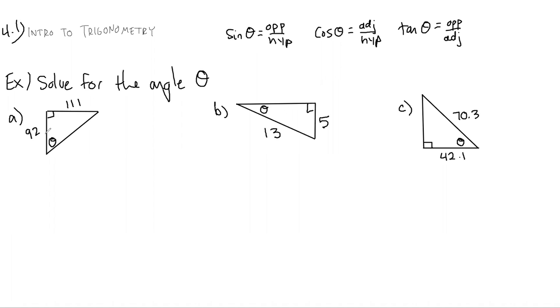What we're going to do is go through and identify, with respect to that angle that we're interested in, what are the sides that we know about here. So if I look at this one, I've got my opposite and my adjacent. And so that should tell me to use tangent.